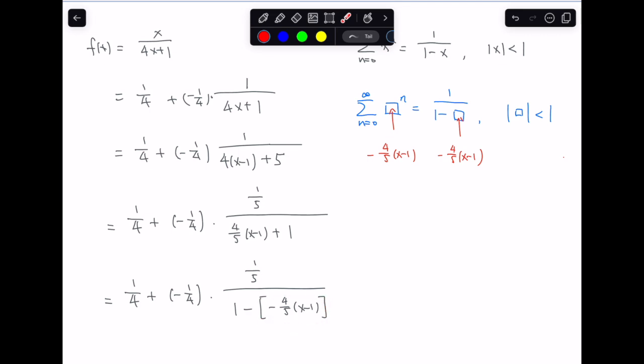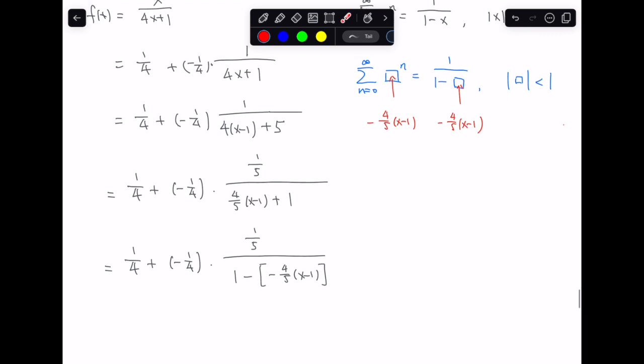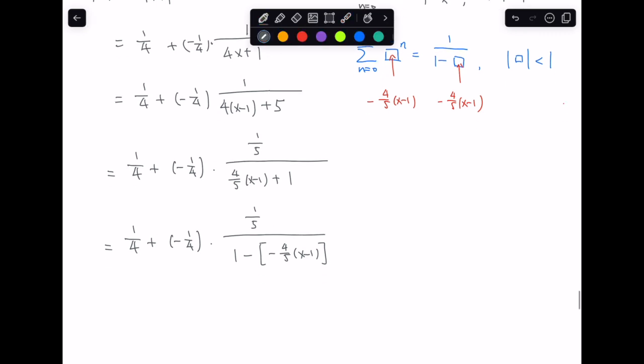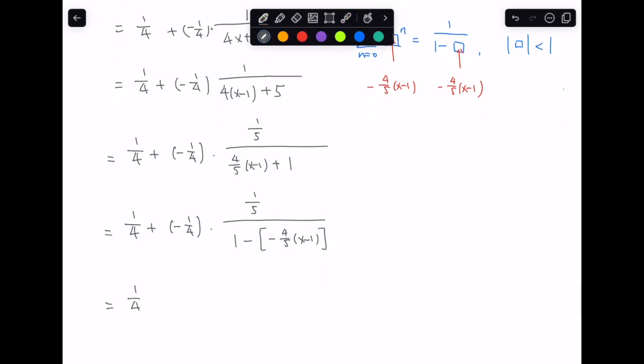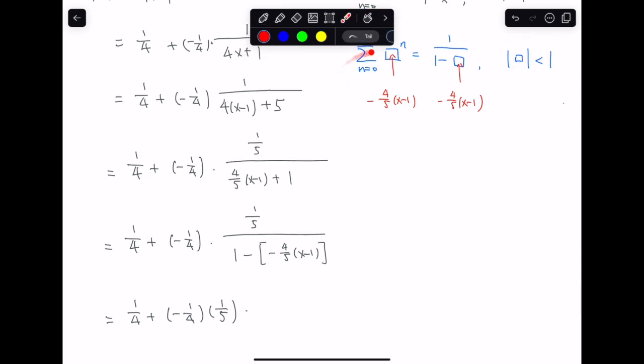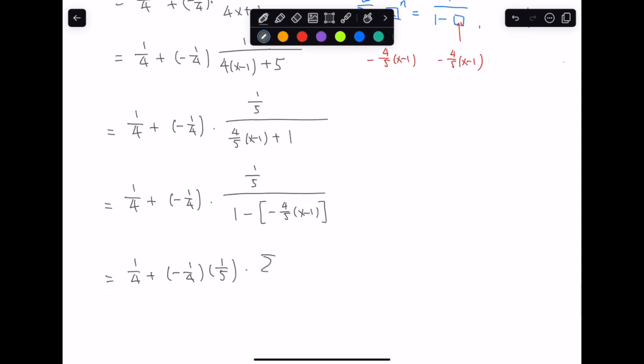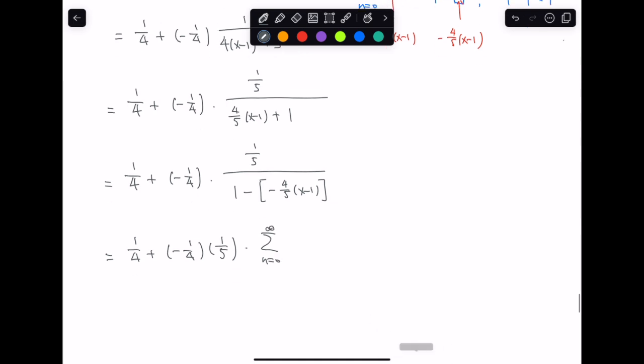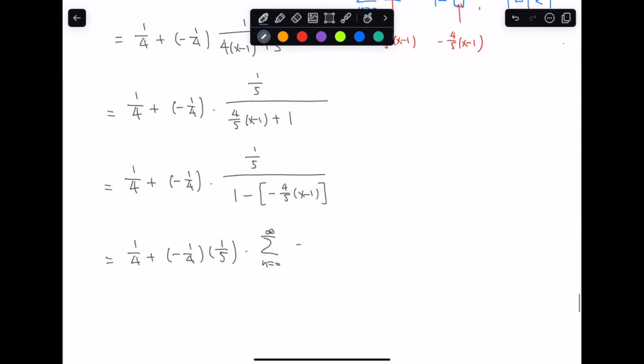Instead of 1 plus 4 over 5 x minus 1, in order to use our formula, the template, where the box here is going to be replaced with negative 4 over 5 x minus 1. So now we can replace that expression. This 1 over 5 is going to factor out, with the left hand side in the template, that is sigma, from 0 to infinity, something raised to power n, where something is negative 4 over 5 x minus 1.